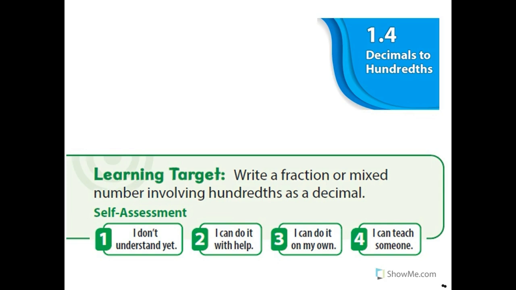So let's look at the learning target for this lesson. Write a fraction or mixed number involving hundredths as a decimal. So again, I want you to be at 3. That's okay to be at 2 because we can still solve the problems together. But being at 3 would be great. Being at 4 would be awesome. Alrighty, so let's learn how to write a fraction or mixed number involving hundredths as a decimal.